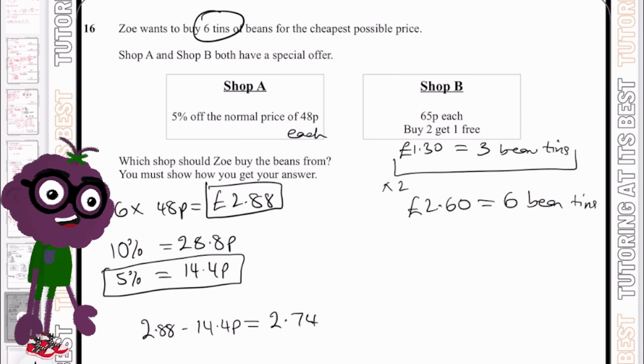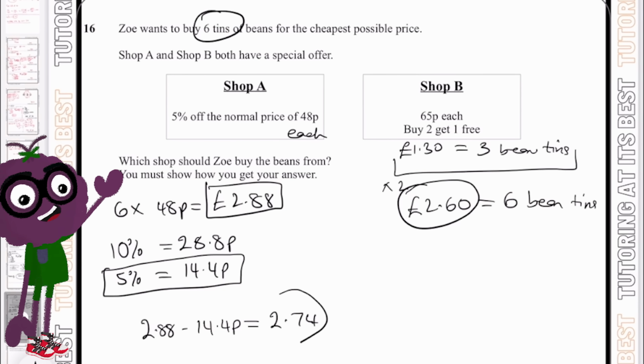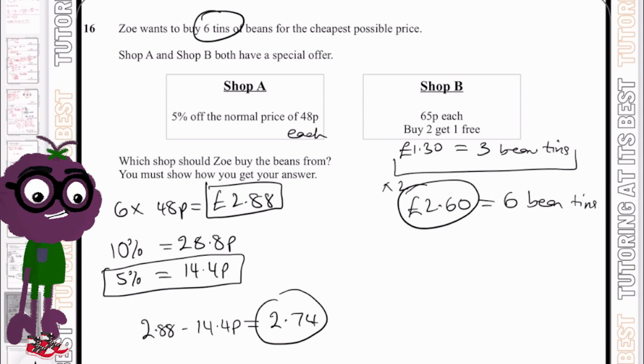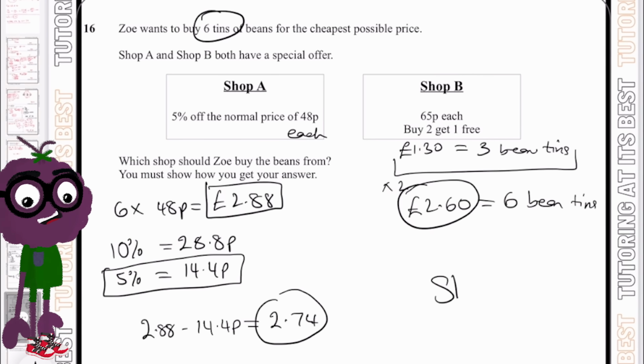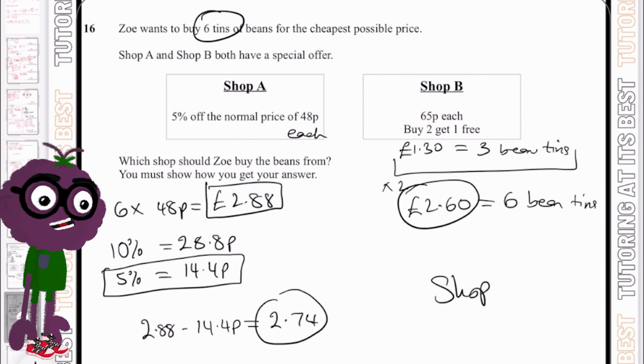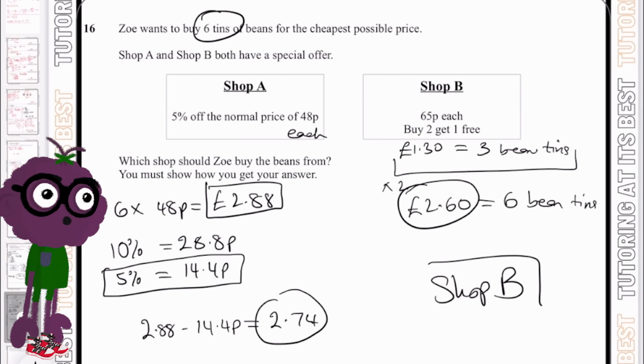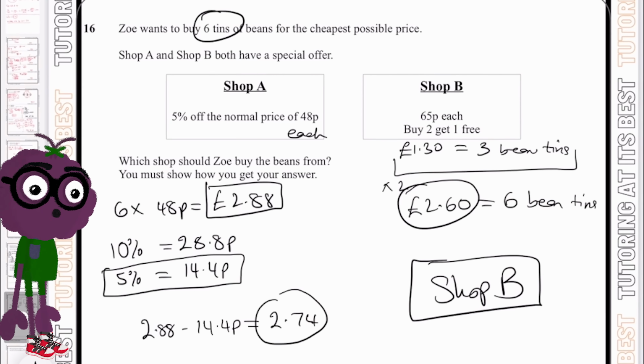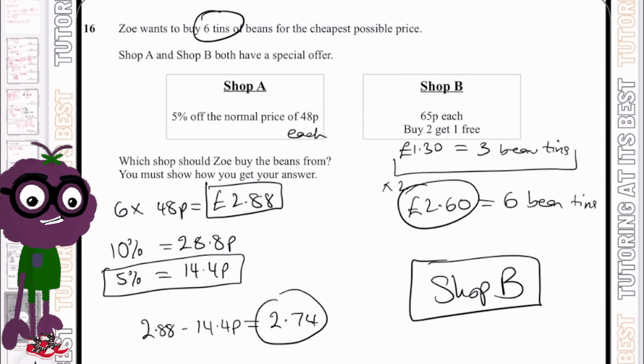So again, which one is cheaper? Is it shop B or is it shop A? Well, we know that it's cheaper with shop B by 14 pence. So we can write that down: Shop B is the cheapest. I hope this question was clear.